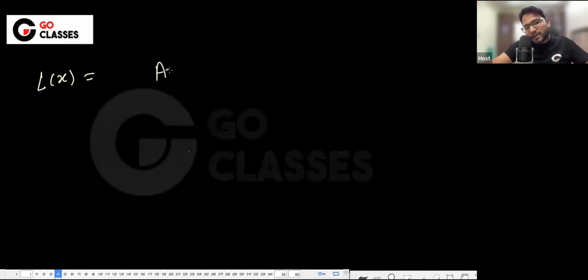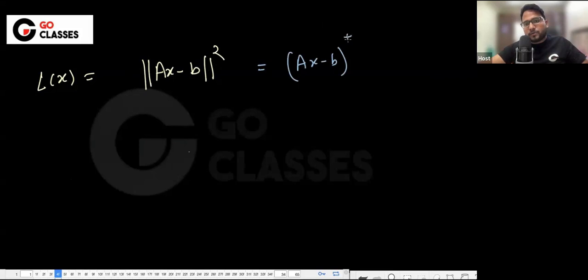See, I want to minimize the difference between Ax and b, right? Ax is some vector and b is another vector. In vector format, I want to minimize the difference between Ax and b. So I want to choose x such that the difference Ax minus b is minimized, right? Is this okay to everyone? Okay, which means (Ax minus b) whole transpose into (Ax minus b). I want to minimize this with respect to x, right?